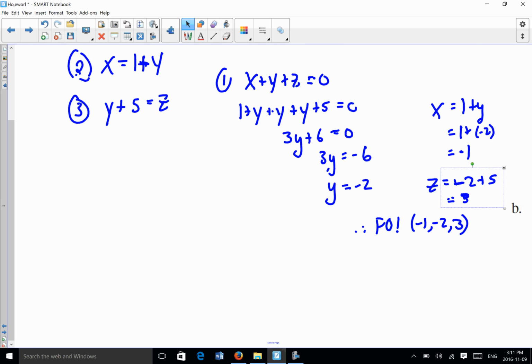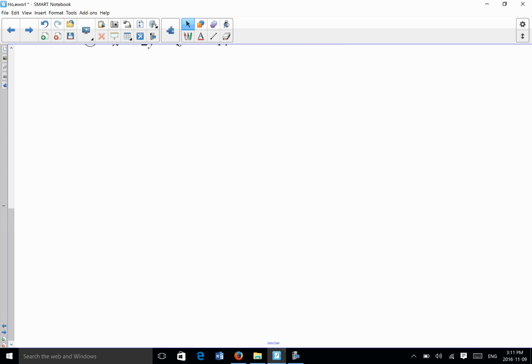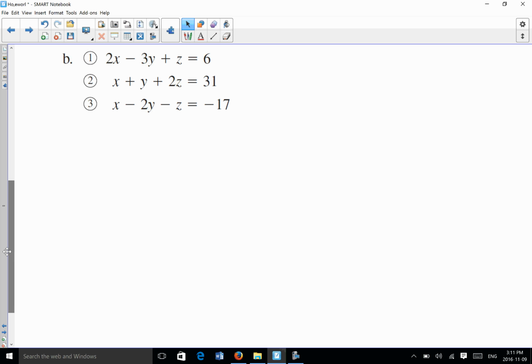Okay, let's look at the trickier one. Letter B. So, got ourselves 3 equations again. I see 3 variables in all 3 of them. There's no real shortcuts this time. So I need to pick 2 at a time and work with them. Doesn't matter which ones you work with. I'm just going to pick the first 2 just to start it off. I want to do elimination with those 2 things. So I'm going to get the x's the same.